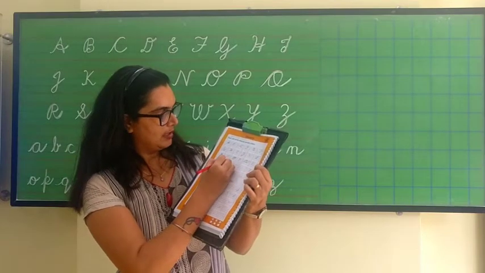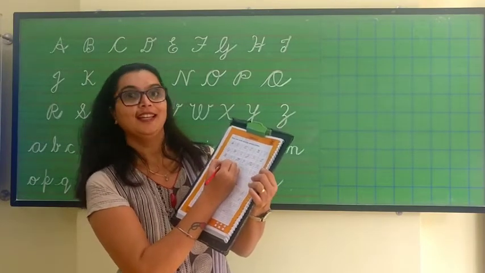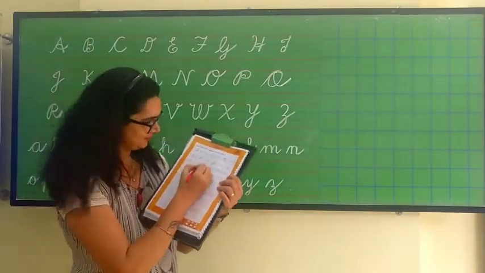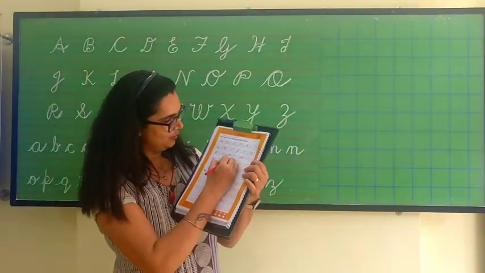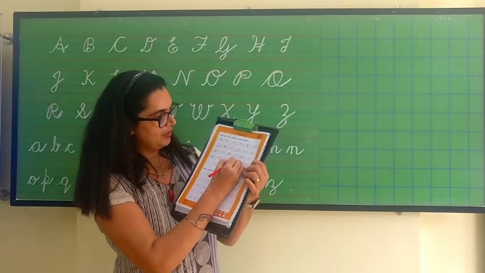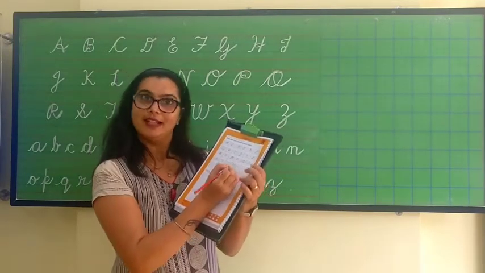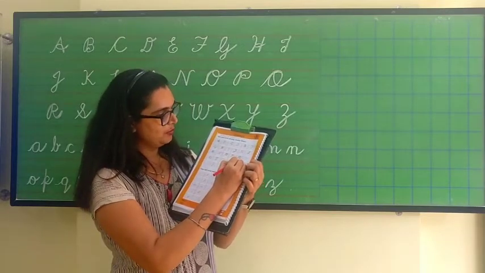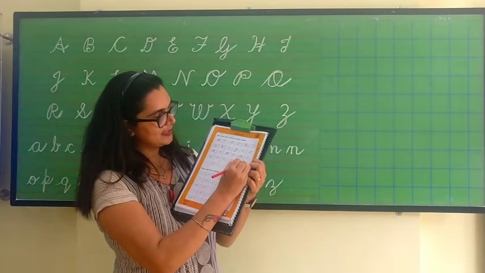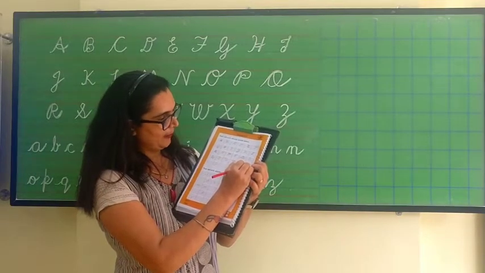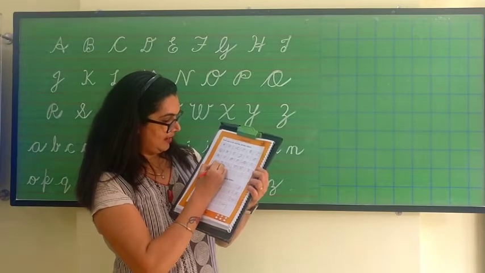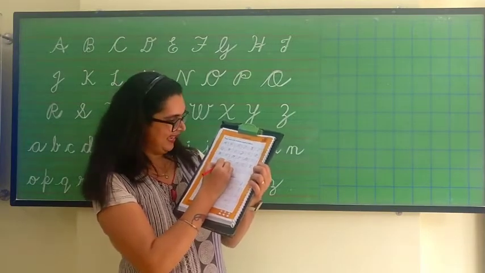And the T. U. Where is the U? This is the U. U. And then V. We are writing the capital cursive letters W and now X, Y, and the last letter is the Z.